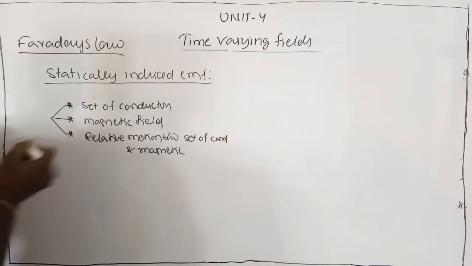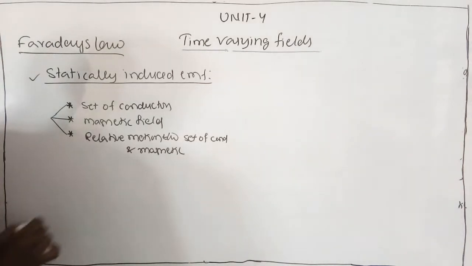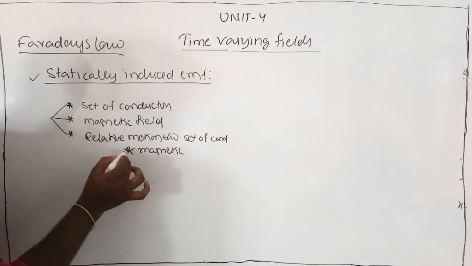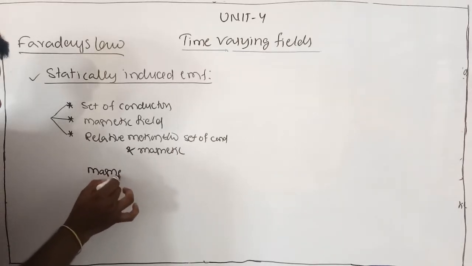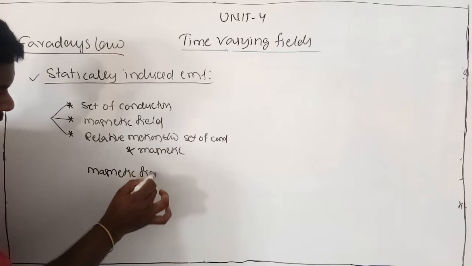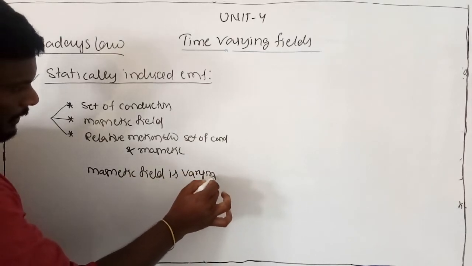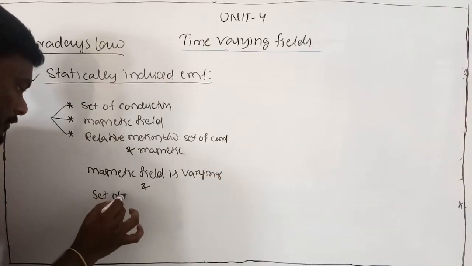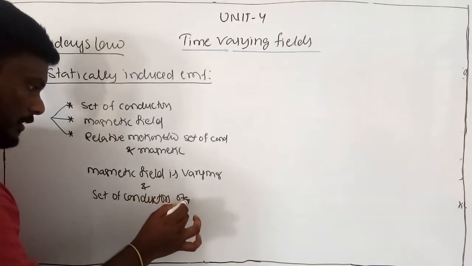As we are discussing statically induced EMF, to induce it inside the conductor, how should the magnetic field be? The magnetic field should be varying, and the set of conductors stationary.